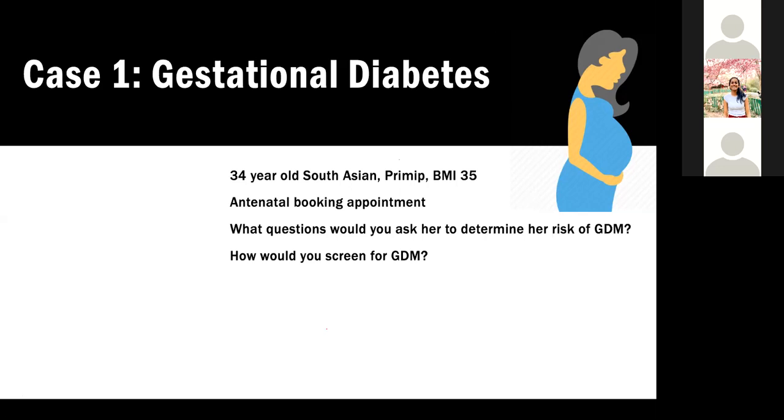It's only done at 24 to 28 weeks, which I always find a bit weird, because I don't know if it's too late to screen them and then start treatment. But yeah, the guidelines usually say 24 to 28 weeks. But some women have it done earlier if they've had previous GDM, and it's very likely that they're going to develop it again.